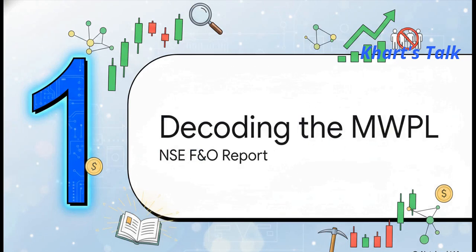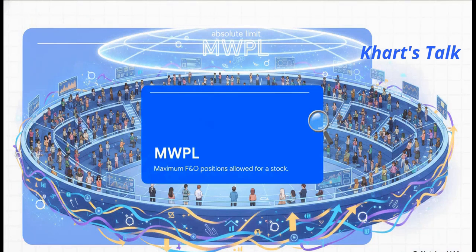All right, step 1, decoding the MWPL report. Before we dive into the data itself, we really need to understand the ceiling. That's what the MWPL is, the market-wide position limit. It's the absolute limit of active contracts allowed for a specific stock. Think of it like a stadium's maximum seating capacity. For any specific stock in the futures and options market, there's a hard regulatory limit on exactly how many open positions can exist at any one time.